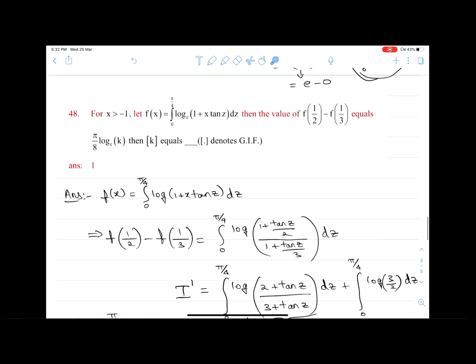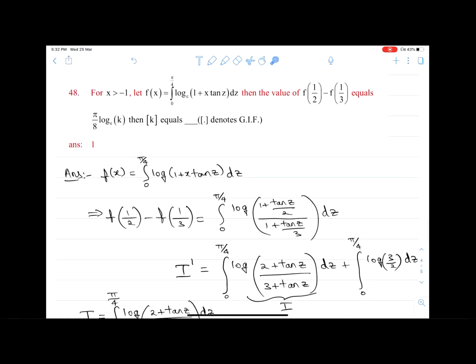We go for the next question, question number 48. For x greater than minus 1, let f of x equal integral 0 to pi by 4 of log of 1 plus x tan z dz. You can't directly apply Leibniz here. There are two variables, x and z, so you can't directly differentiate f dash of x. But anyway, these are finite values. Then the value of f of 1 by 2 minus f of 1 by 3 equals pi by 8 log k, and it is asking the integer part of k.